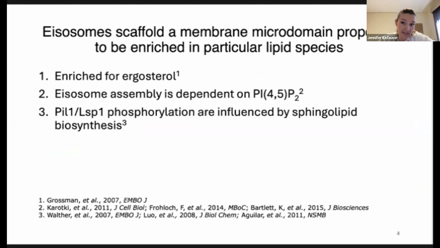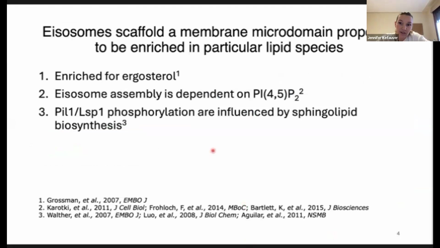So the curious thing about eisosomes is that they scaffold one of the better characterized examples of a membrane microdomain. There are several lipid species that are proposed to be enriched in the eisosomes. They're enriched in ergosterol, which is the predominant sterol species in fungi. Also, the assembly of eisosomes is dependent on PIP2, both in vivo and in vitro, and they play an important role in sphingolipid biosynthesis signaling.